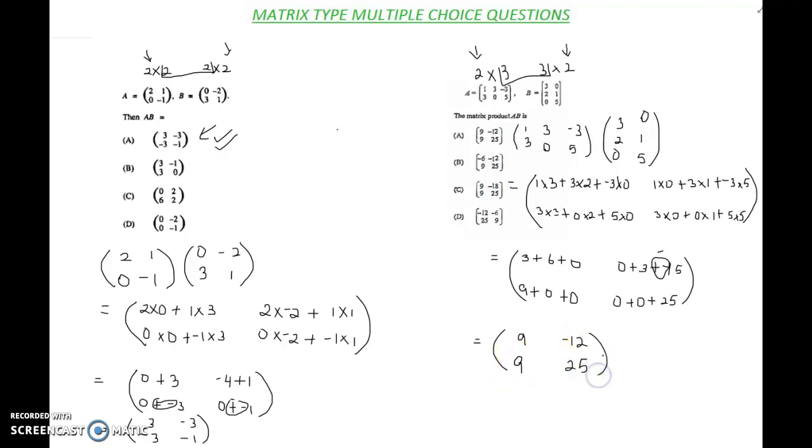So let's check and see which one gives us our answer. 9, 9, -12, 25, and that will be A. So both answers are A. So take your time, pause whenever you need to go over, replay, right? So these are the first two types that we're looking at.